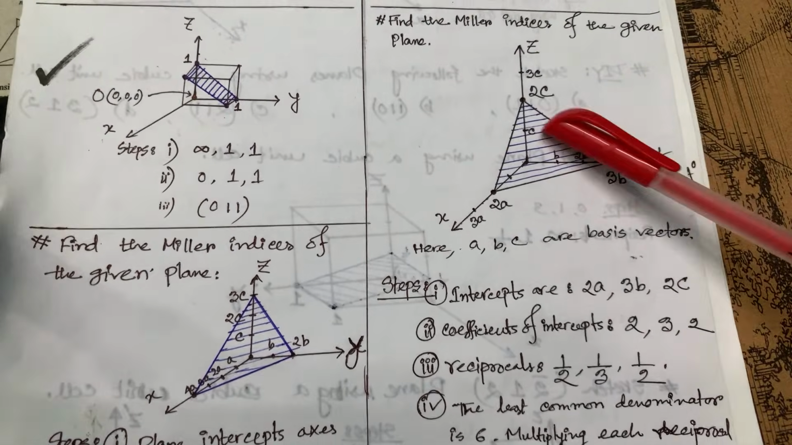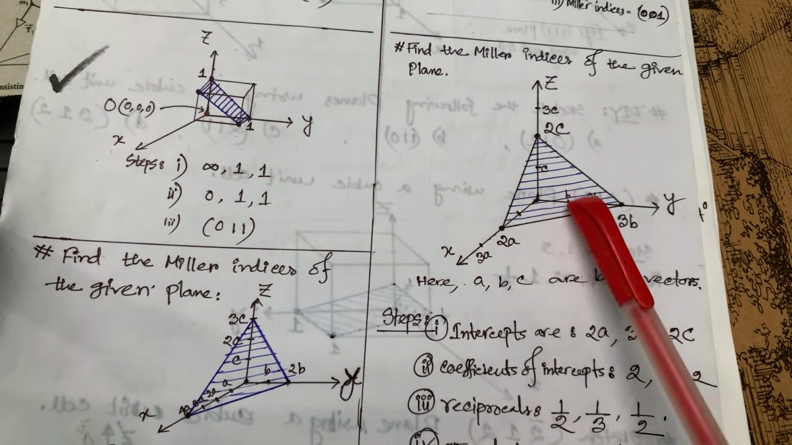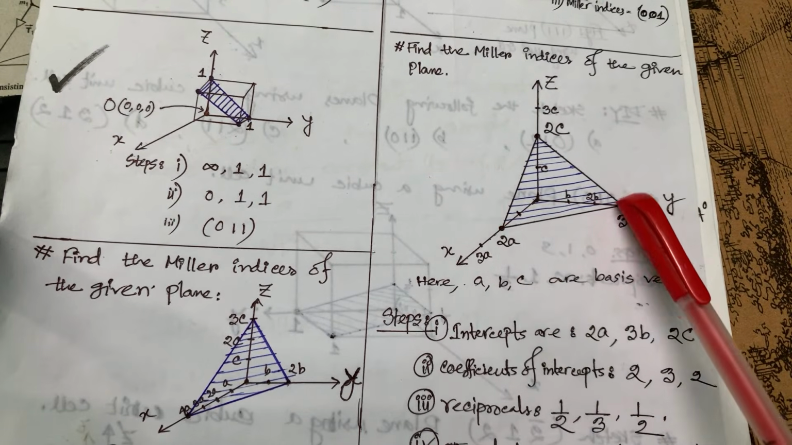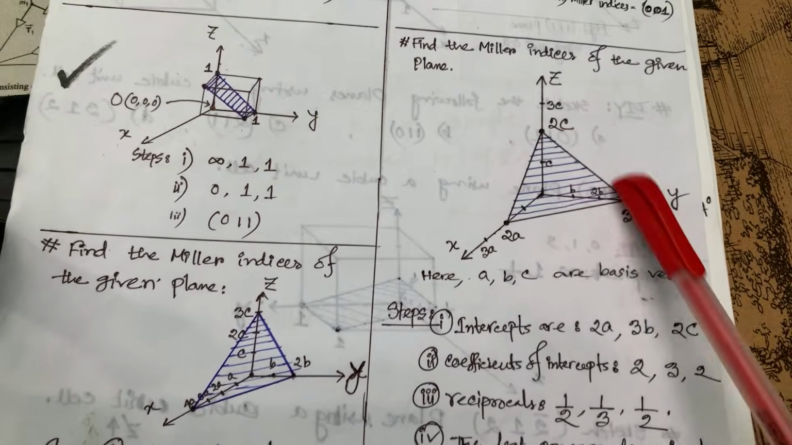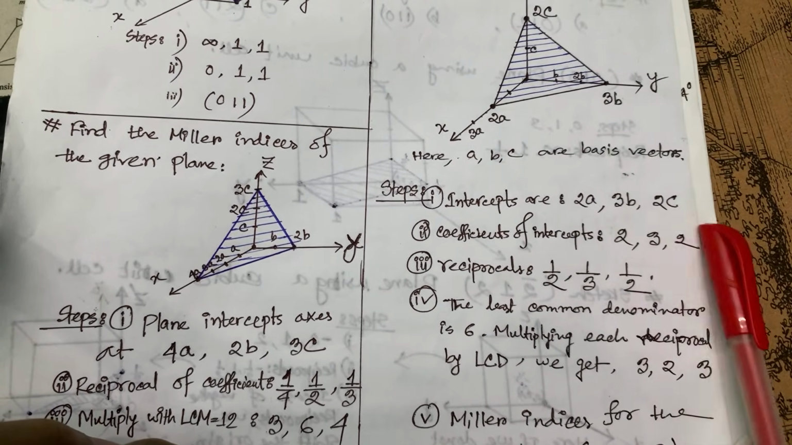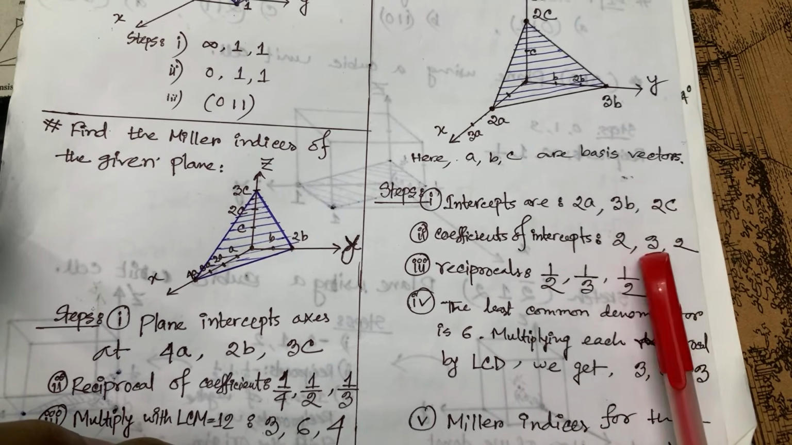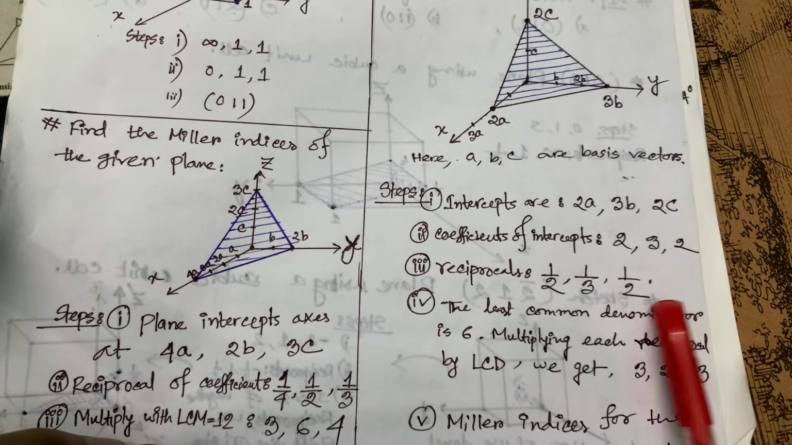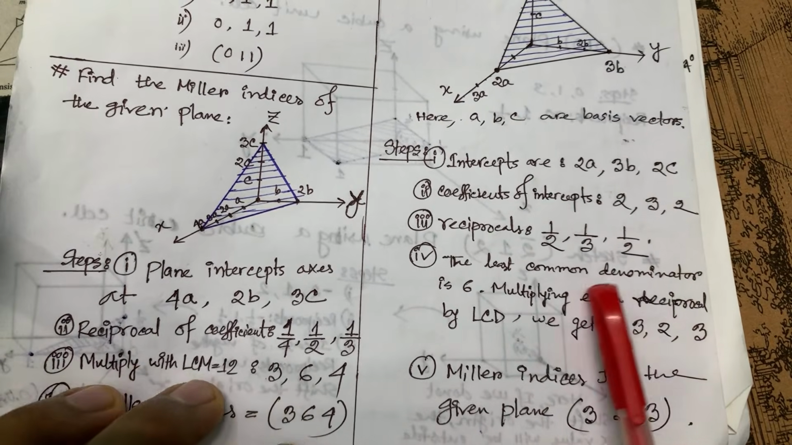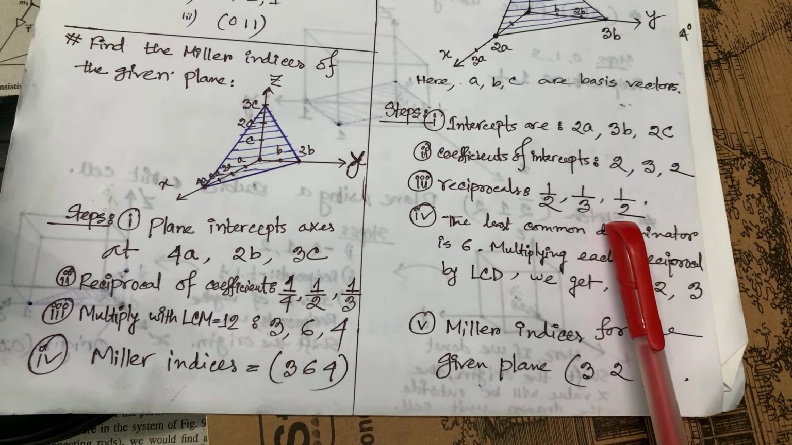So there you go. I am showing you another problem on Miller indices. This is the plane which cuts the x-axis at 2a, the y-axis at 3b, and the z-axis at 2c. So the intercepts are 2a, 3b, and 2c. You take the coefficients: 2, 3, and 2. Then take the reciprocals. You see, these are fractions. You can't say these are Miller indices.